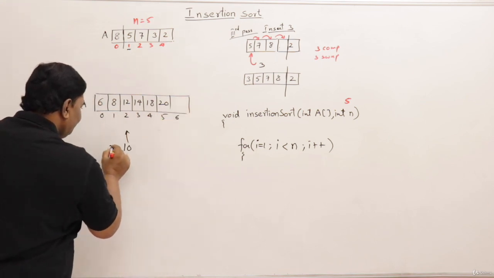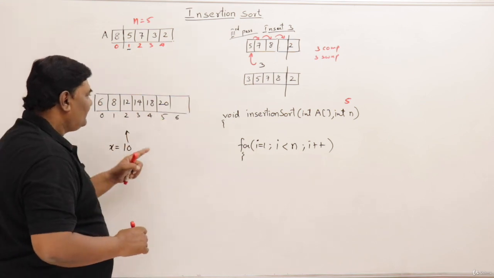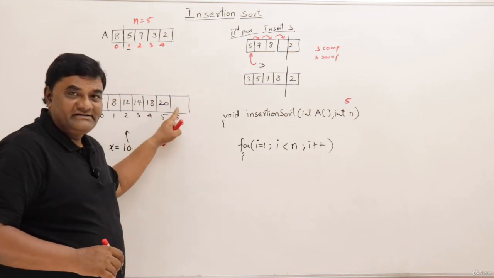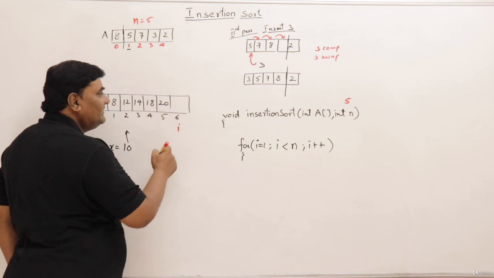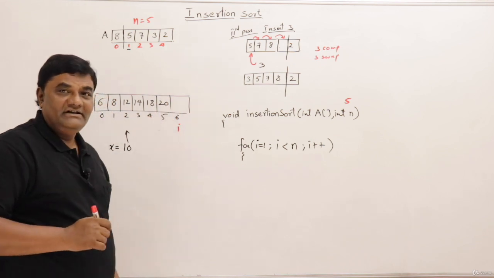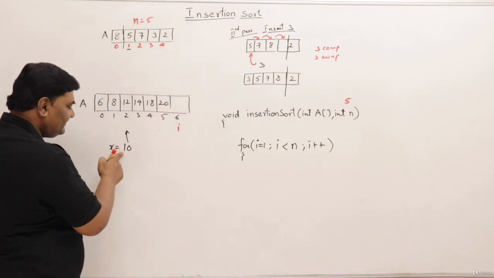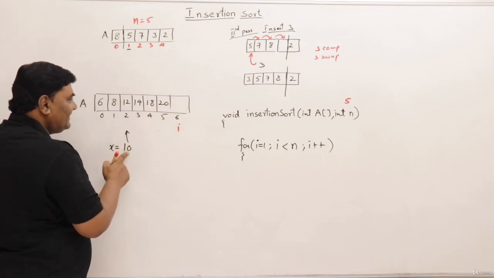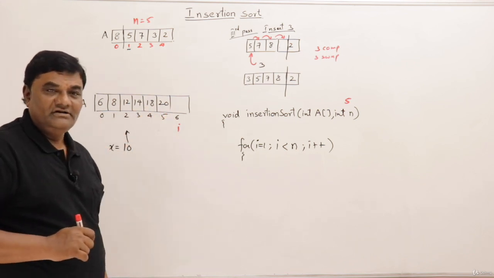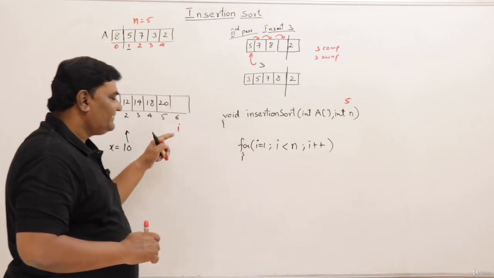So take out 10 in some variable, let us say x. So right now I am inserting this element. This i is present here. i is pointing here. So this is the element that I am inserting. So that element I have taken in x. Now I have to shift the elements and insert this 10 in a sorted position. So right now this i is on 6.